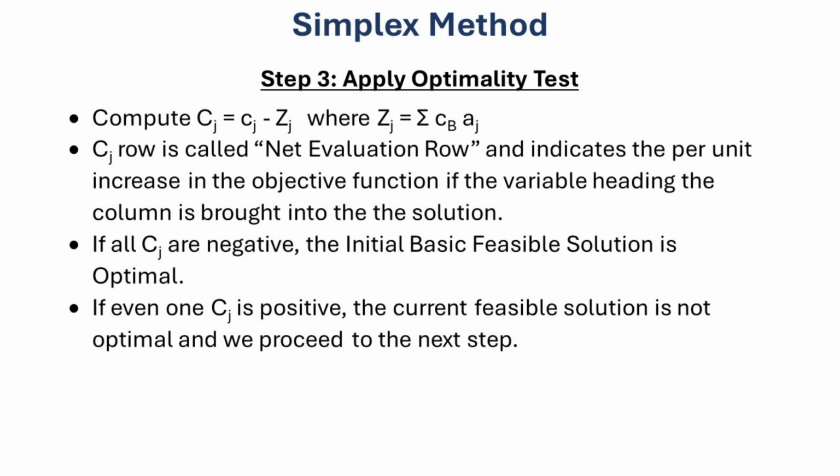Obviously, the table that we have just made won't give the optimal solution. Why? Because x1, x2, x3 all are 0. So that cannot mean the optimum solution. So we'll compute Zj and then we'll compute Cj. If all Cj's are negative, then the initial basic feasible solution is optimal and we'll get the result. If even one Cj is positive, then the current feasible solution is not optimal, and we proceed to the next step. Okay, so let's understand the example.